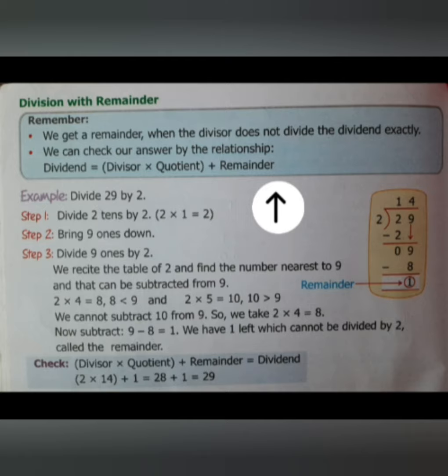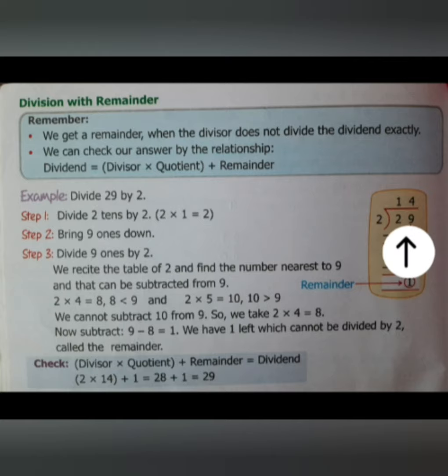Children, now we will see an example, that is divide 29 by 2. 29 will be divided by 2, that is 29 is dividend, 2 is divisor. So children, at first we will see the 2 tenths. So 2 ones are 2. We all know 2 ones are 2. We have written 1 on top and 2 here. So 2 minus 2, it is 0.